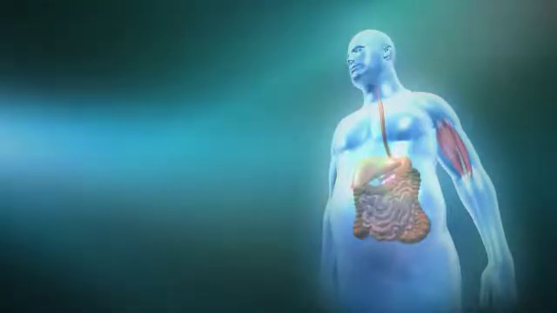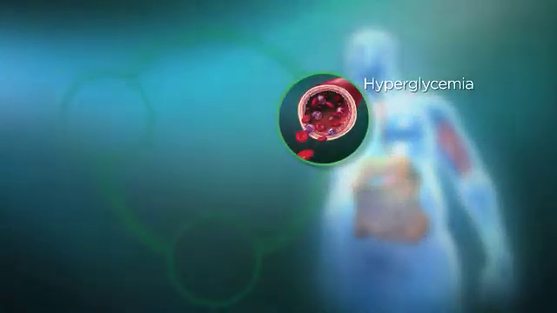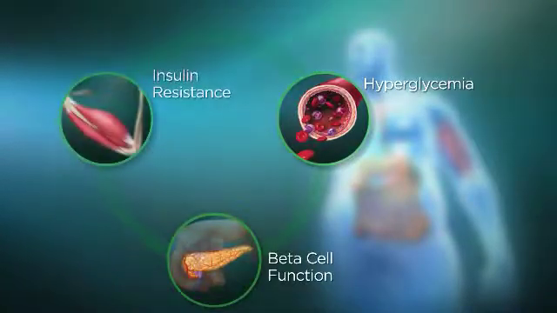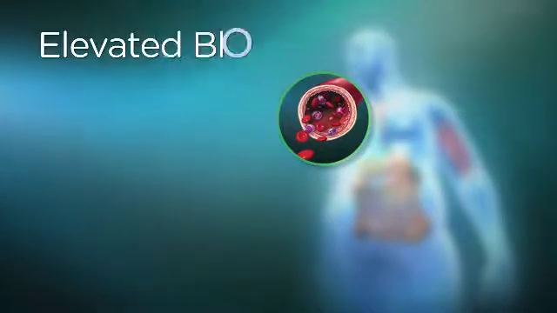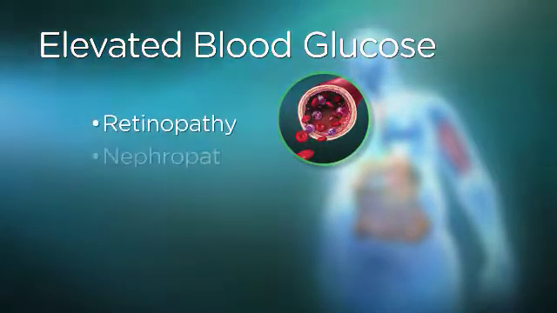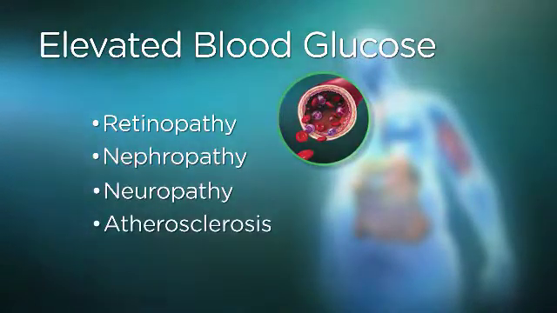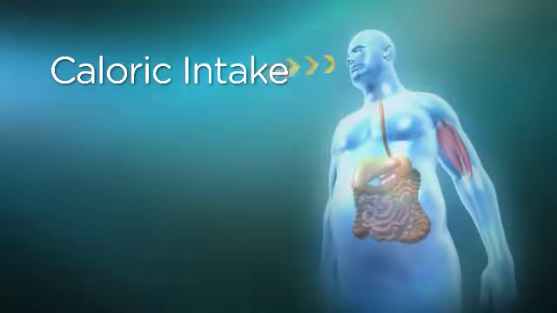Type 2 diabetes is a disease characterized by persistent elevation of blood glucose, progressive impairment of beta cell function, and increasing insulin resistance. Elevated blood glucose is associated with an increased risk of vascular complications affecting organs such as the eyes, kidneys, peripheral nerves, and cardiovascular system. Glucose metabolism involves several steps.